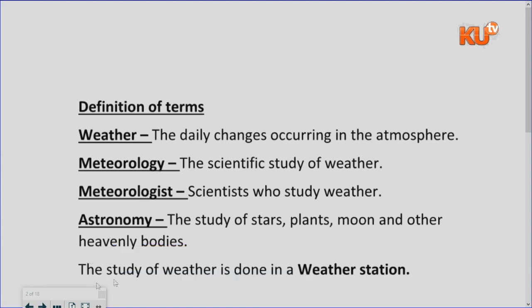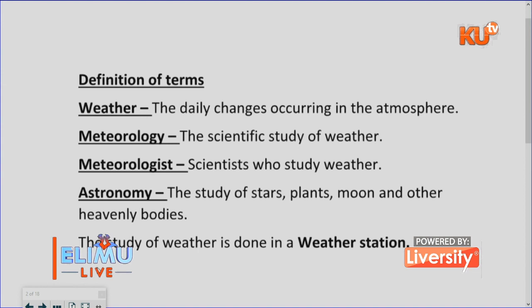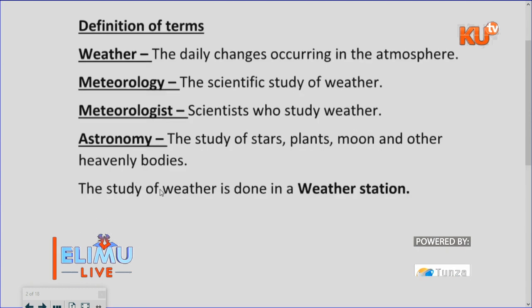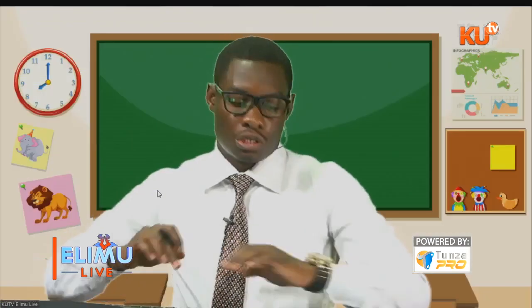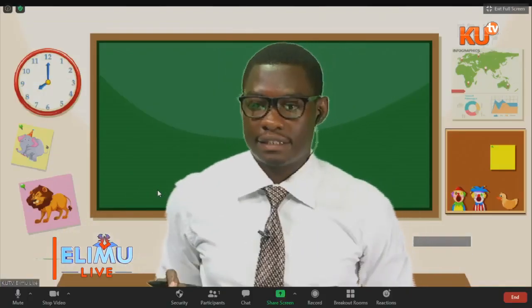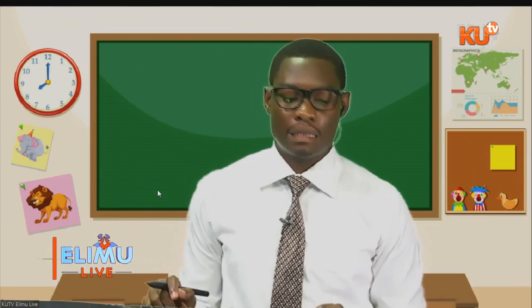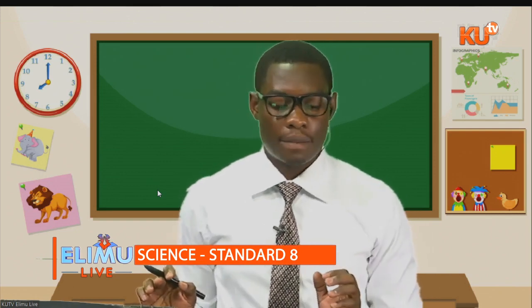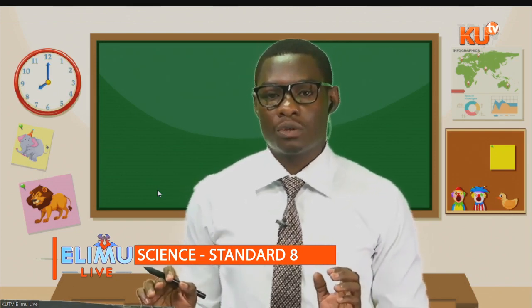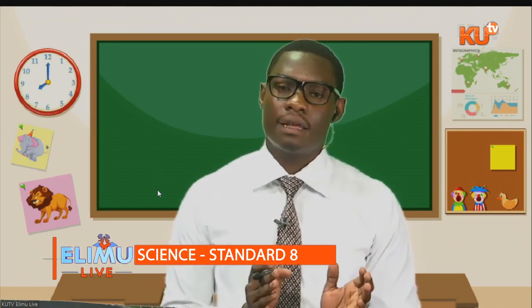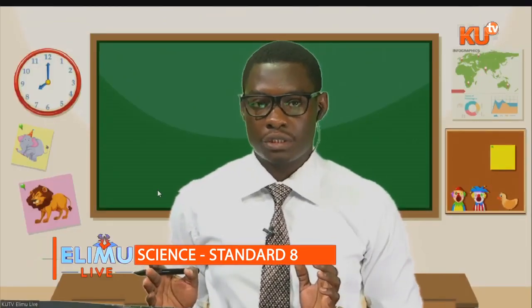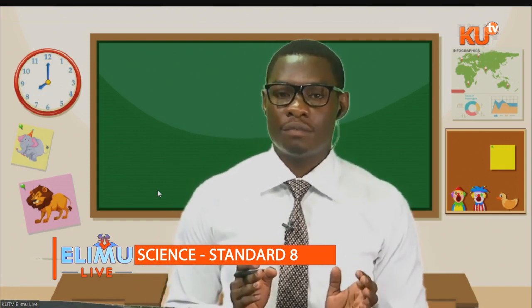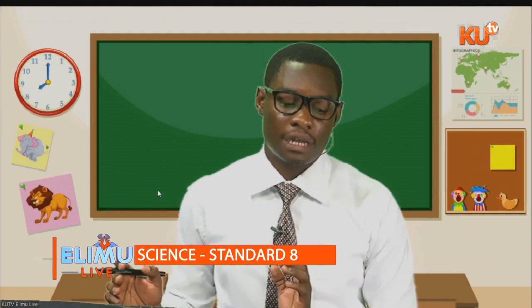We can also look at another definition, that is astronomy. Astronomy can be defined as the study of stars, planets, moon, and other heavenly bodies. The person who studies astronomy will be called an astronomist. So we have meteorology, that is the study of weather, and the person who does that is called a meteorologist. Then we have astronomy, the study of heavenly bodies, and the person who does that will be called an astronomist.